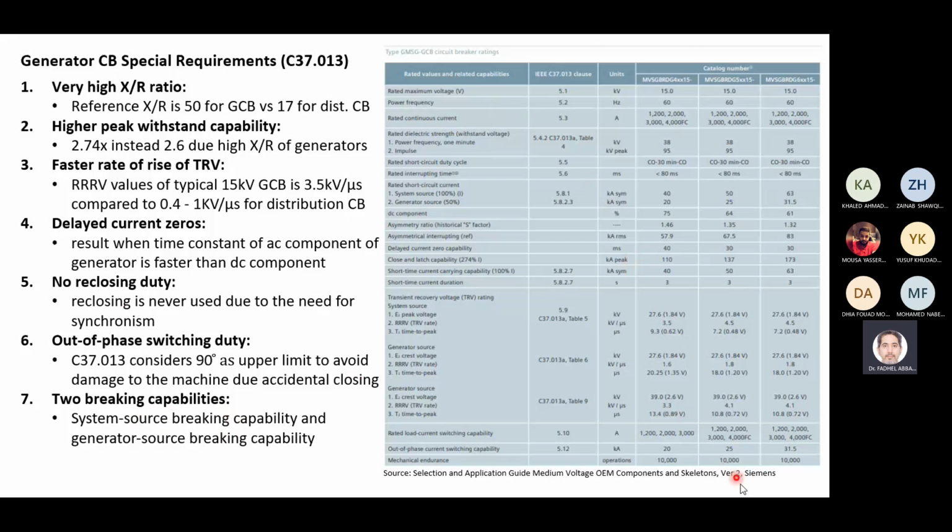This is from a Siemens circuit breaker. They show you the rated maximum voltage. Inshallah, I want to take a long breath so that you concentrate with me on this. Now this is a real breaker, and these are the specifications of this breaker. Rated maximum voltage. This breaker is 15 kV.